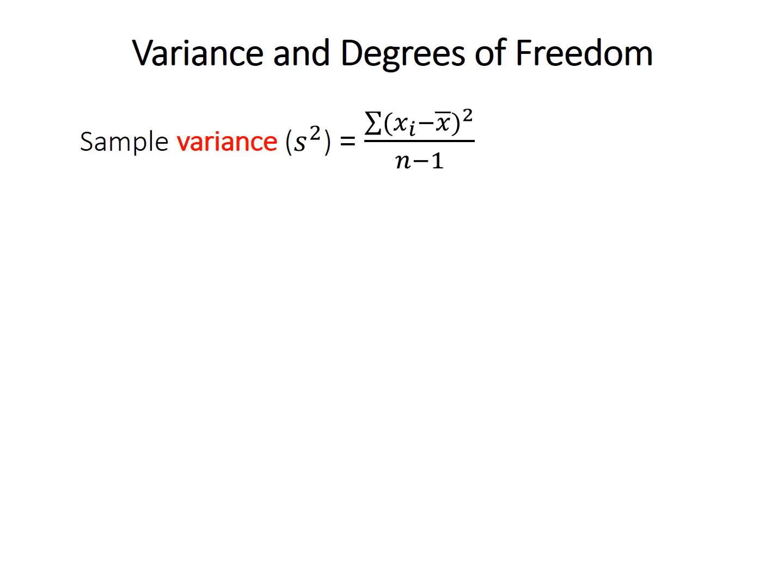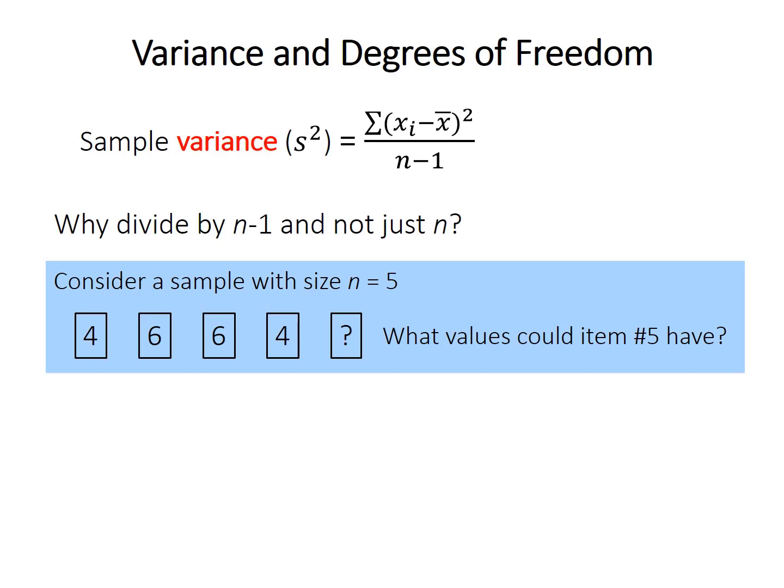So why n minus 1? Why not divide just by the sample size n? Well, this is related to something called degrees of freedom, which is probably easiest to illustrate with an example. So let's consider a small sample of just 5 values. If you know the first four values are 4, 6, 6, and 4, what could the fifth value be? Well, it could be anything. You might guess it's something like 4 or 6, but it could be 15 or 4.5. We have really no idea. There's no constraints on what this can be.